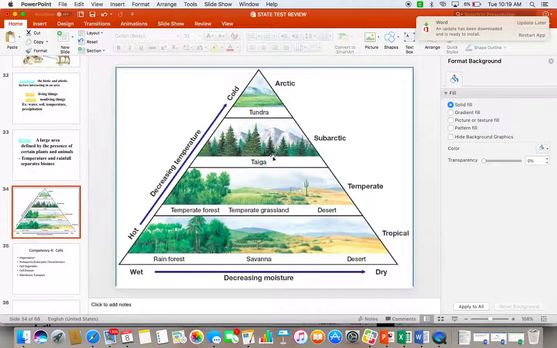Okay. Taiga is your coniferous forest, so you're going to have evergreen trees that live there. It's not going to be that wet, but it is wet enough where you can grow the trees. It's going to be cold. Okay, so you're not going to have oak trees and maple trees and things that live there in the taiga.